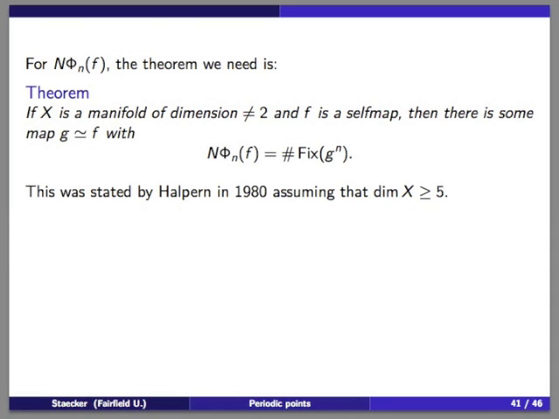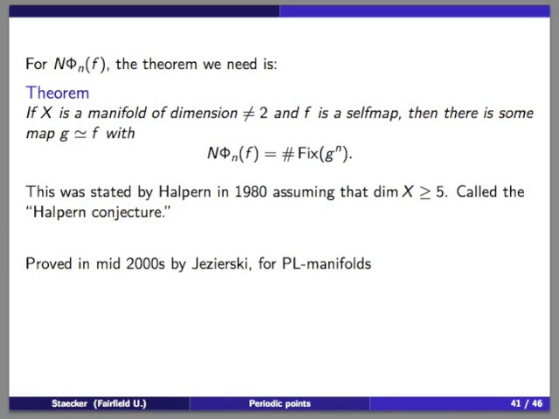This was stated by Halpern, assuming that the dimension was greater than or equal to 5. This was sort of his conjecture, and it was called for some time the Halpern conjecture. It was fairly recently proved by Jezierski for PL manifolds. First he did dimension greater than or equal to 4, and then in a later paper, greater than or equal to 3. And I think the second argument is actually simpler. It's a better proof that works in dimension 3.